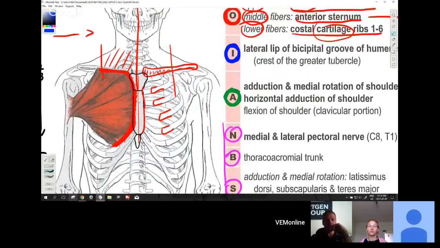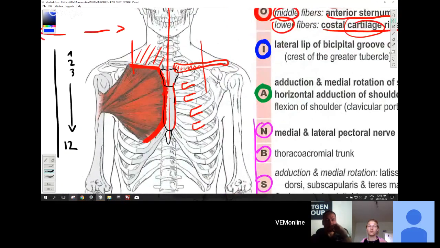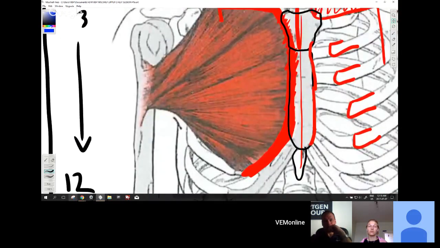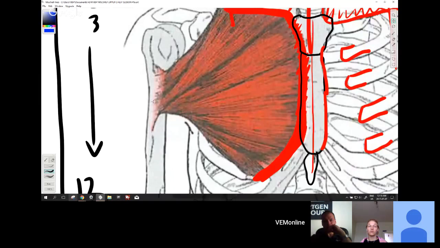And let's actually zoom in. Let's take a look at this image. And you can see that it does attach to the lateral lip. So the lip that's outside, that's this part here. That's the outer portion. So the bottom part, one more time, that's latissimus dorsi. The medial lip, that's another muscle called teres minor.